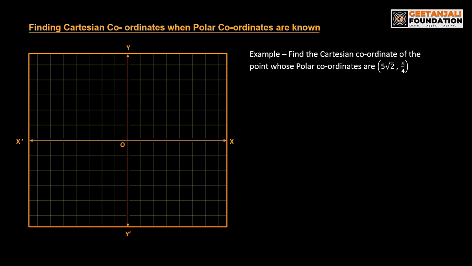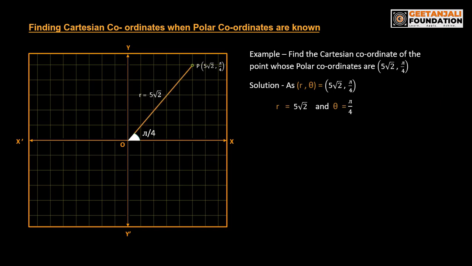Suppose we want to find Cartesian coordinates of a point whose polar coordinates are 5 root 2 and pi by 4. As we can see here, r is equal to 5 root 2 and theta is equal to pi by 4. It means our vectorial angle is pi by 4 and our radius vector is 5 root 2. So this would be the point. Now as we know the polar coordinates, let's find out the Cartesian coordinates of the same point by using the same relation which we have just learned.